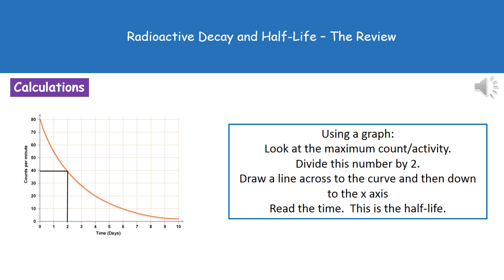So you come down to 40, draw a horizontal line across until you meet the curve, and then you draw a vertical line down to your x-axis and read off the time in days that it says. In this case, it's going to be 2 days. So that gives us the half-life of 2 days for this sample.